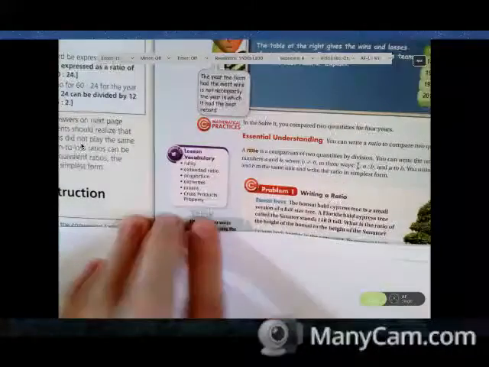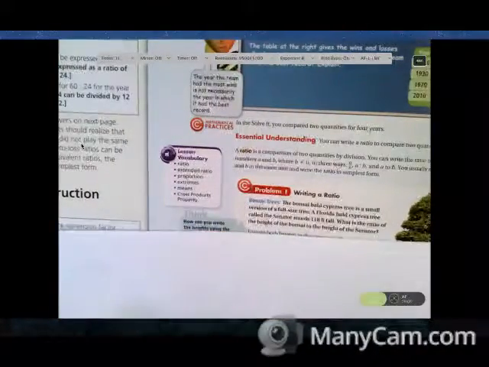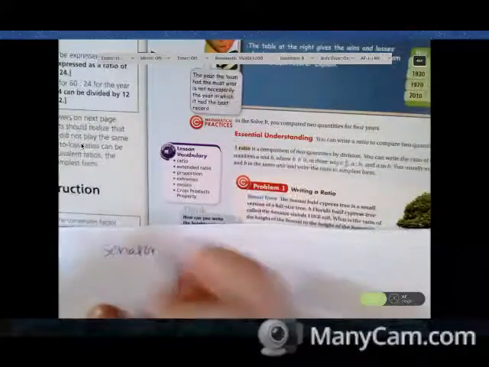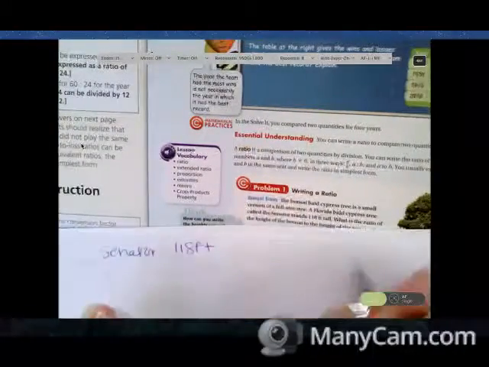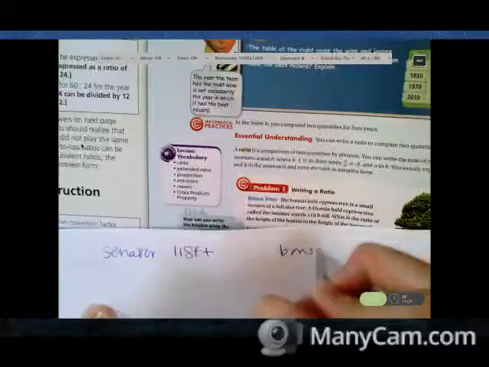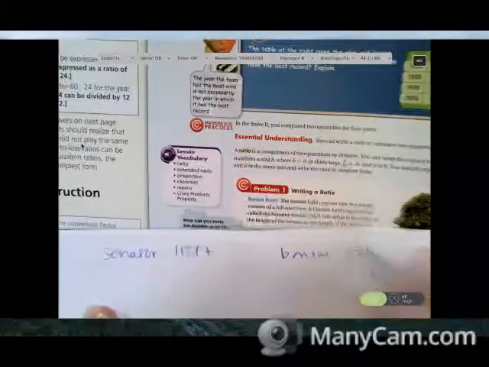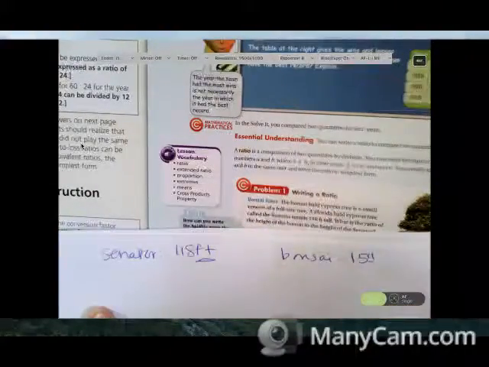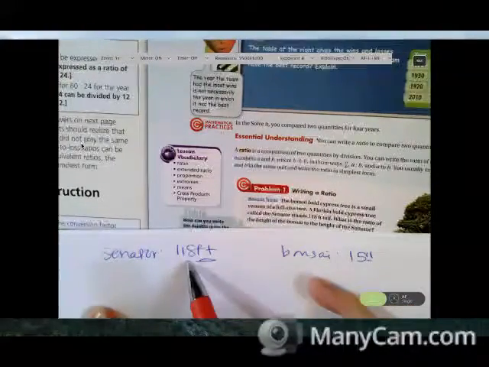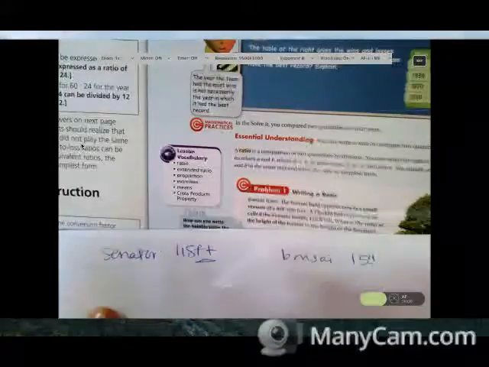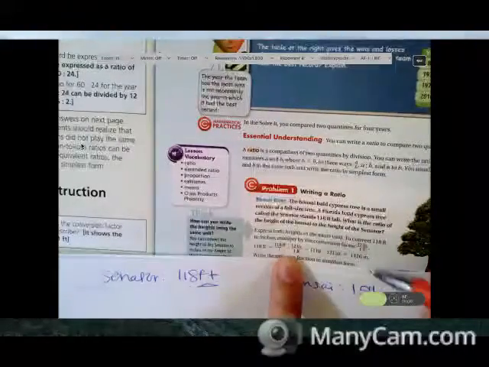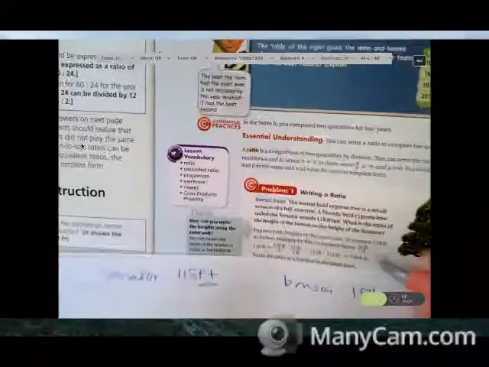So the height of the Senator is 118 feet, and the bonsai is 15 inches. And that means we have two different units here, feet and inches. So let's convert 118 feet to inches first. How we do that is 118 feet times 12 inches over 1, so that gives us 1,416 inches.